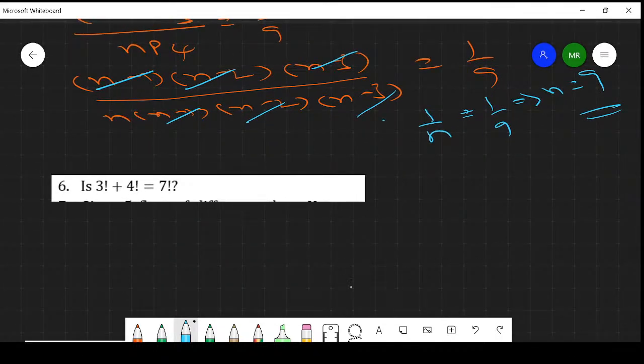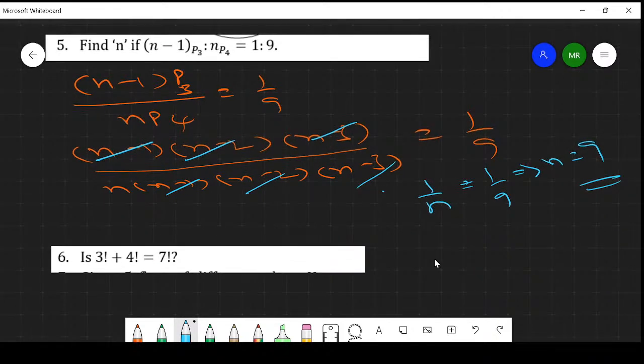Or you can do it by formula. I am using the simple method. Please learn that simple method, easy to solve the problem. N is equal to 9. Sir, how did you get the previous one? People have doubt. 3 means 3 consecutive factors, 4 means 4 consecutive factors. Then you can simplify, we get the answer.